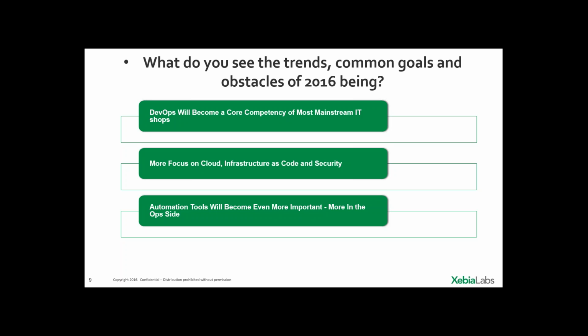And I think this cloud and infrastructure as code is going to be the next set of bottlenecks that people want to solve to actually go into continuous delivery mode. So that will get more focus in 2016. And to do that, as I said, automation tools are very useful and they'll become more important.